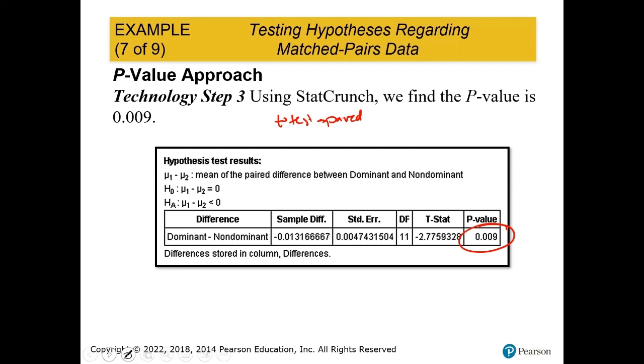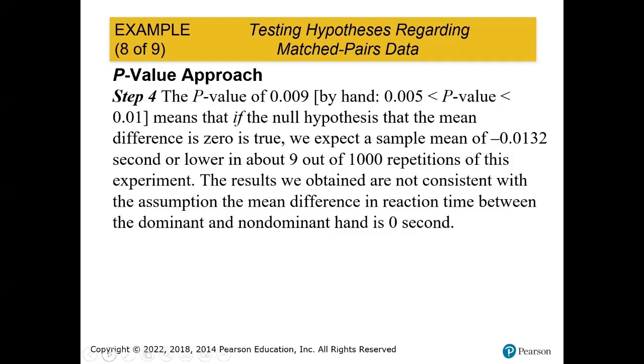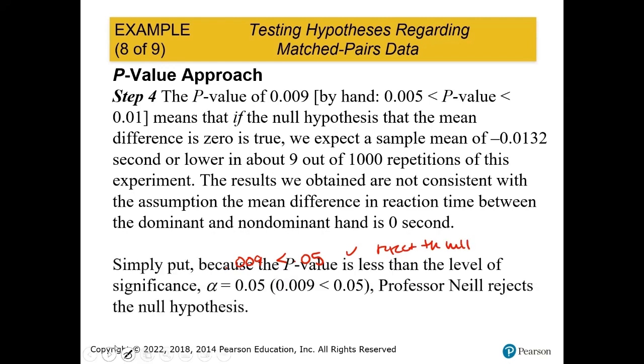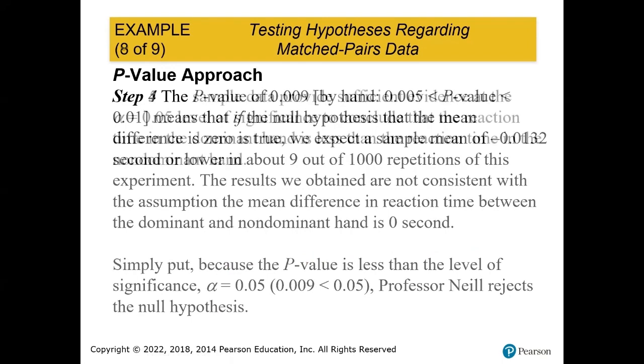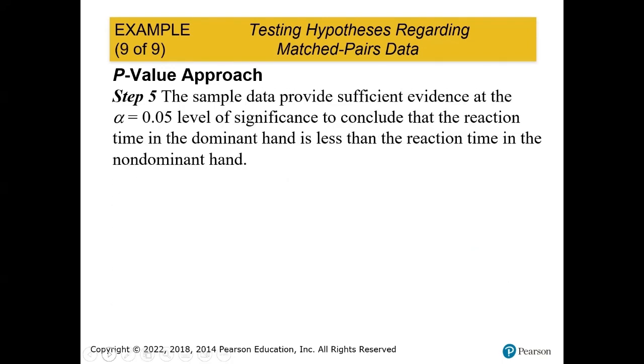The p-value is 0.009. 0.009 is less than our significance level, which I think we said was 0.05. Yes. 0.009 is smaller than 0.05, so we can reject the null. Right there, we reject the null. And then we have enough evidence to conclude that the reaction time in the dominant hand is in fact less than the reaction time in your non-dominant hand.